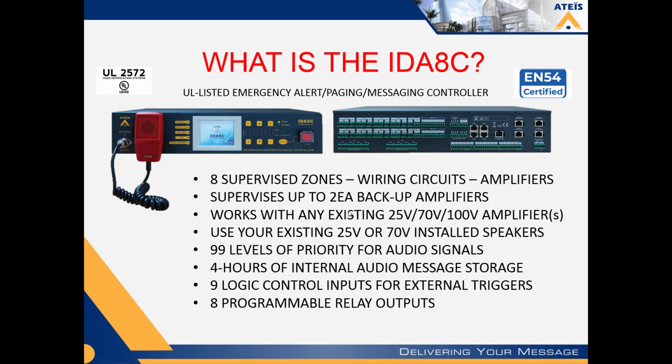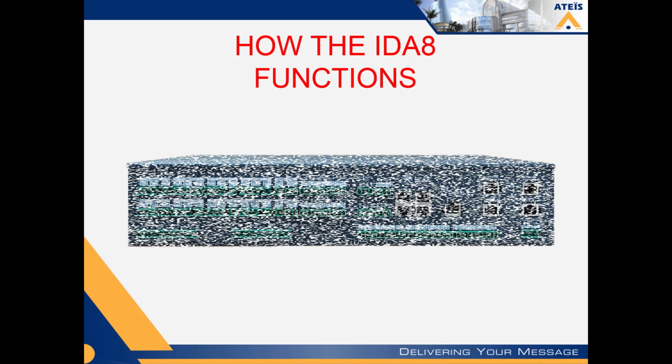Use your existing 25 or 70 volt installed speakers, which we talked about when you would have to mess with the taps on the speakers or not. The system has 99 levels of priority that you can assign to any audio input or any audio signal within the system. There are 4 hours of internal audio message storage on the system. There are 9 logic control inputs for external triggering of different things on each of these units, and also there are 8 programmable relay outputs on these units, and a whole lot more.